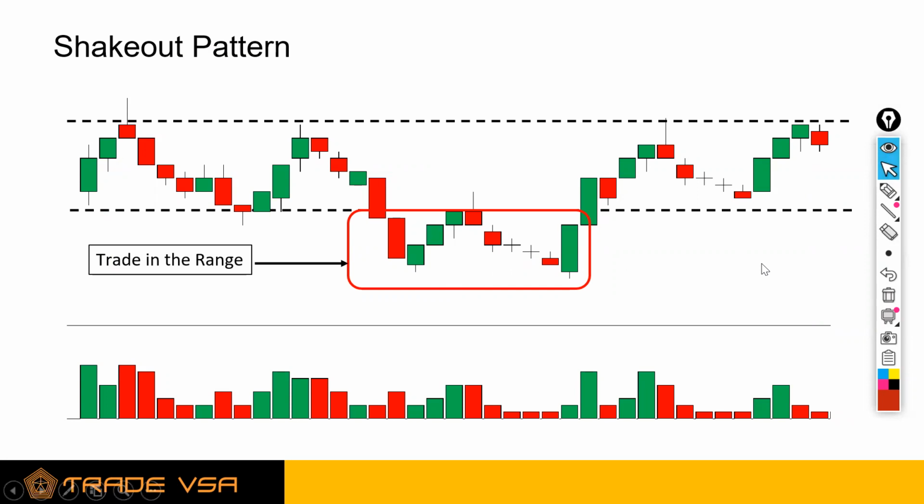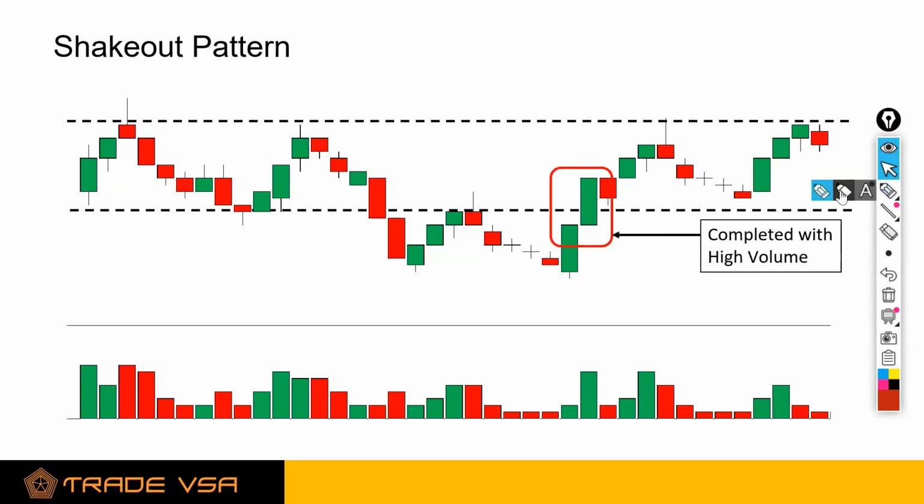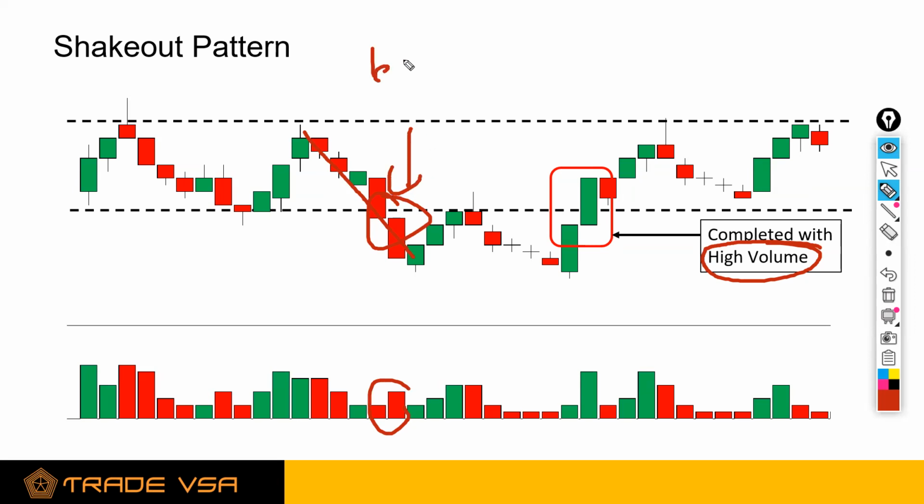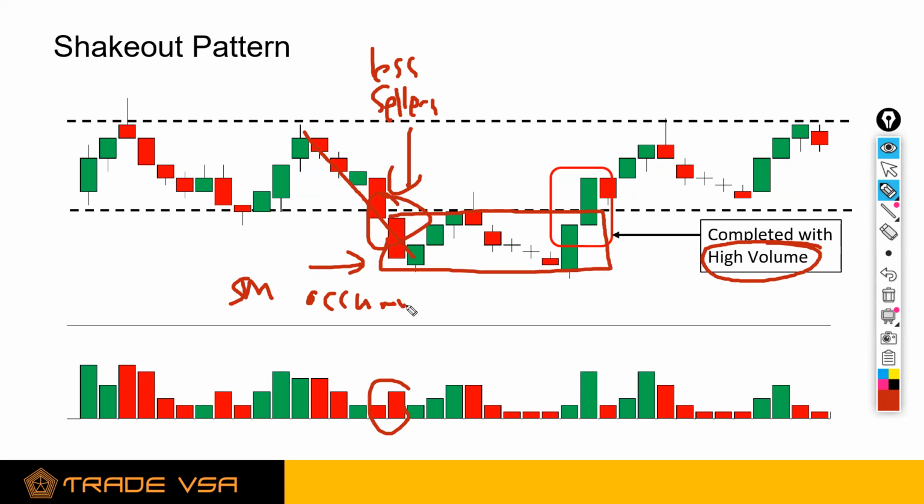Now the last part for the shakeout pattern is that you want to see a completion of the shakeout pattern with high volume. So step one is low volume, representing fewer sellers. The second is that you want to see a range. Why? Because you want to ensure the smart money is still interested to do some accumulation in this part.